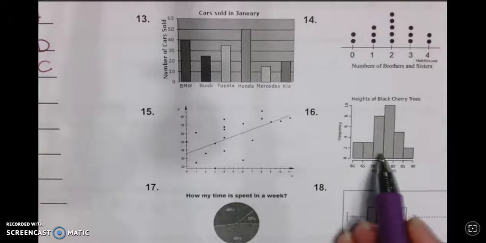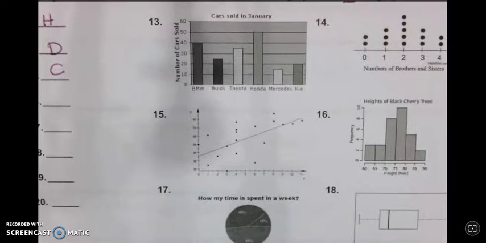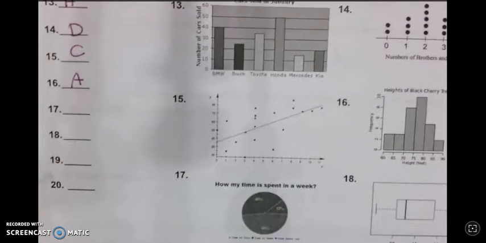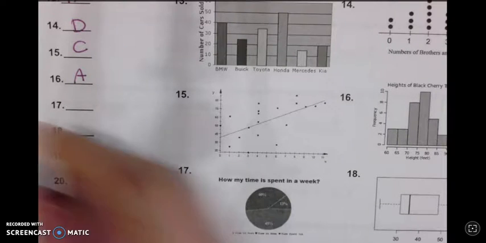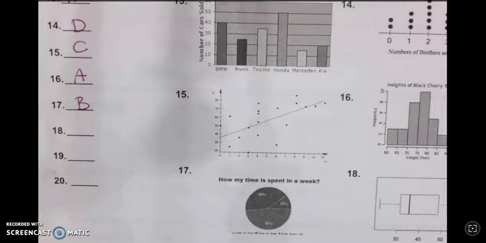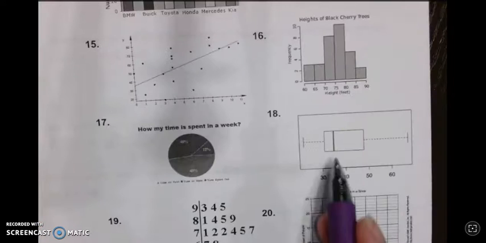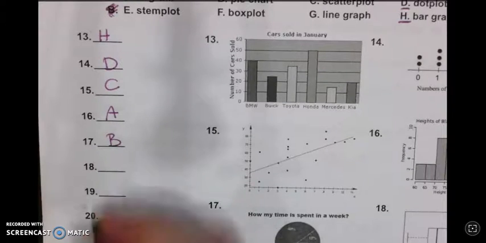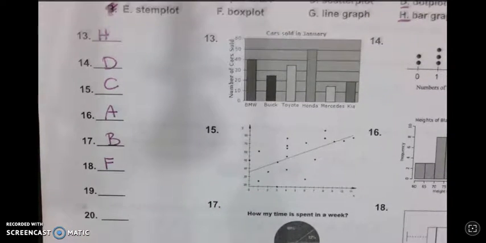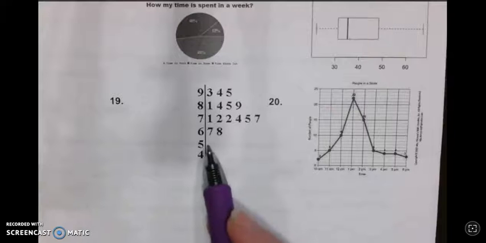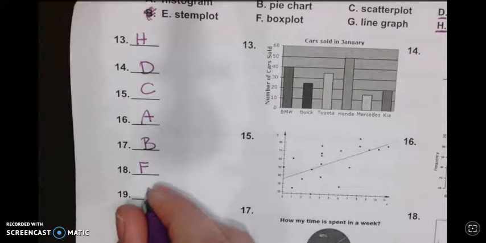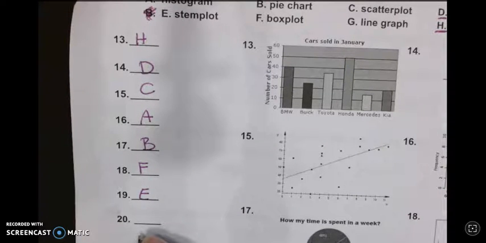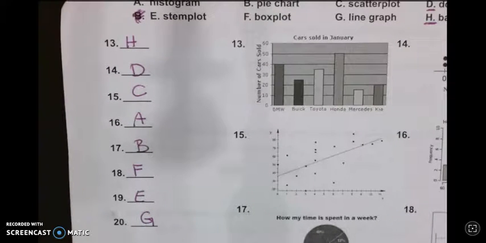16, notice the bars are touching, so that is a histogram. So that's an A. 17 is a pie chart. So that's letter B. 18 is a box plot. So that would be letter F. 19 is a stem and leaf plot, and 20 would be a line graph. So stem plot for 19, letter E, and 20 is a line graph, and so that would be letter G. So there's the answers for 13 through 20.